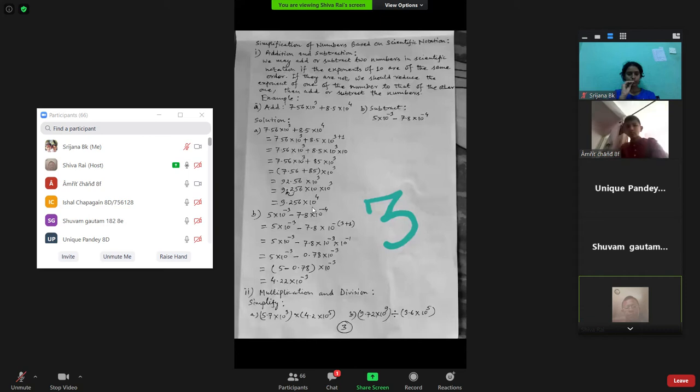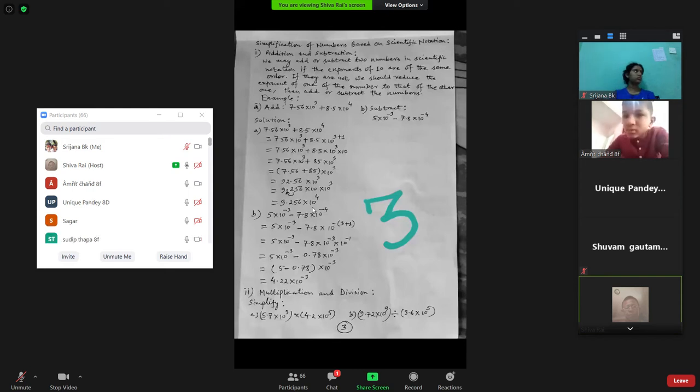Now B number, you look here. B number is 5 into 10 to the power minus 3 minus 7.8 into 10 to the power minus 4. You look here. In the first term there is 10 to the power minus 3 and in the other term 10 to the power minus 4. They do not have the same order. So we can make them the same order. Same order means having the same power. We can change into the same power. So how can we change?